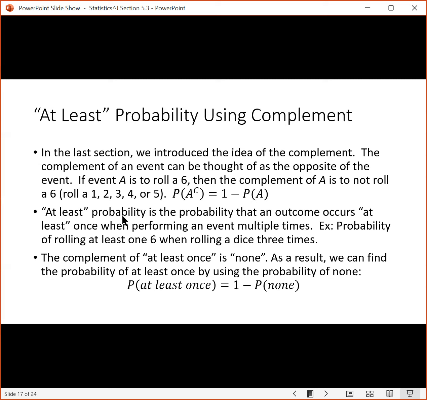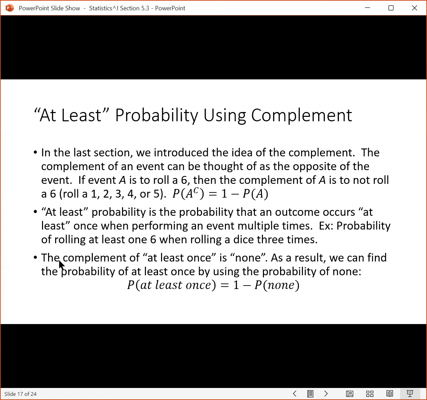At least probability is the probability that an outcome occurs at least once when performing an event multiple times. So, for example, that would be the probability of rolling at least 1 6 when rolling a dice 3 times. So that's an at least probability. So you see these occasionally where you get this at least terminology, and that's what that means. I mean, it is just English too, if you just think about it. So what does at least mean?